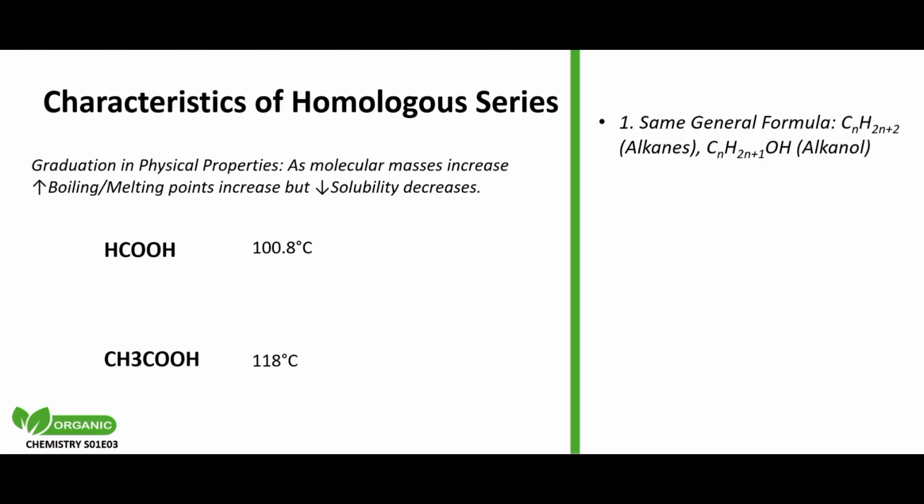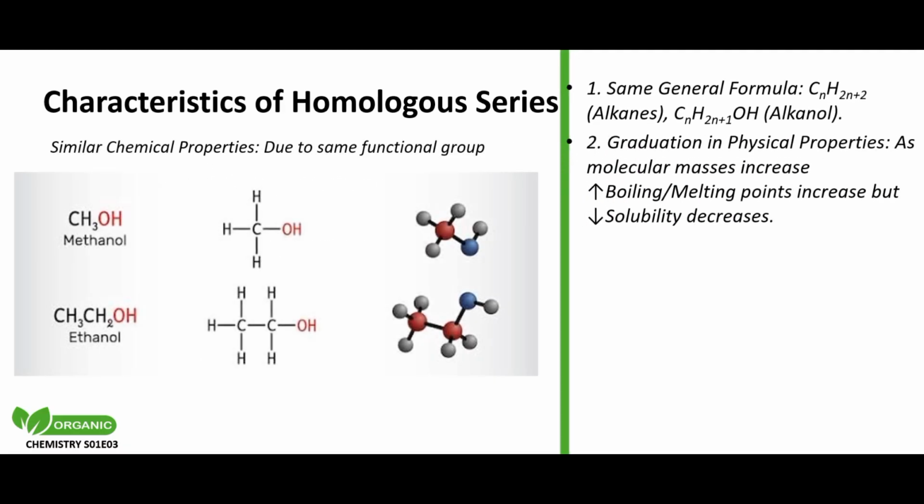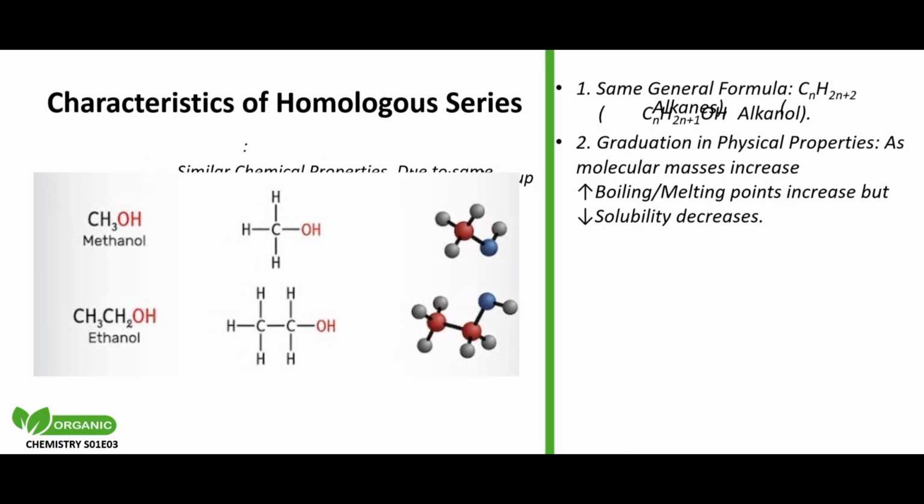The increase in boiling point is as a result of the increase in van der Waals forces, which is as a result of an increase in molecular size. This shows that, the more the molecular mass, the higher the boiling point. 3. Similar chemical properties. All compounds in a series have similar chemical properties because they contain the same functional group. Similar doesn't mean the same.